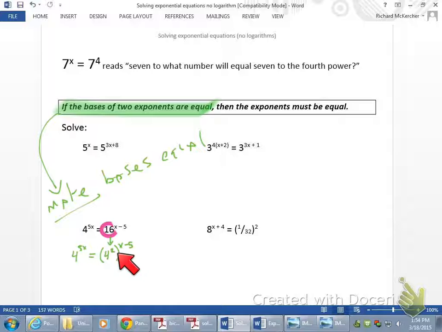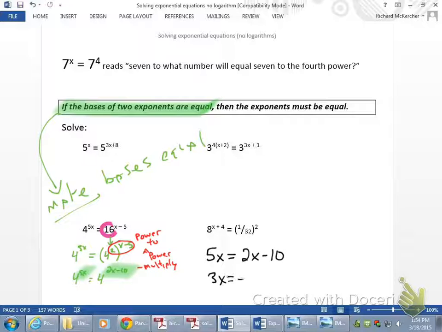Now, from Math 1, we remember that if I have a power raised to another power, then that means multiply. It's power raised to a power. So I'm looking at this situation. Now my bases are the same. Now the exponents must be equal. So I solve a little mini equation to get x is negative 10/3. Take your time to chew on that for a while before you go to the next problem.